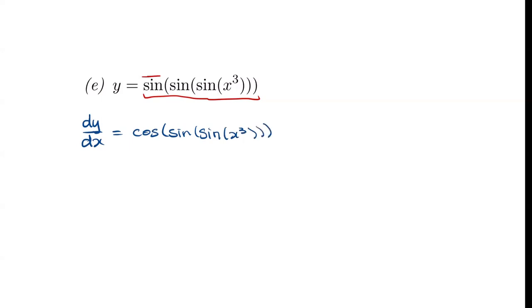And now we're going to multiply by the inner part. So we're going to take the derivative of this part next. So from this sine, we're going to once again put it as a cosine of sine of x cubed. And then same thing, we're going to take the derivative of this sine of x cubed, so that we get cos of x cubed. And lastly, we take the derivative of the x cubed, which is just going to be 3 times x squared.